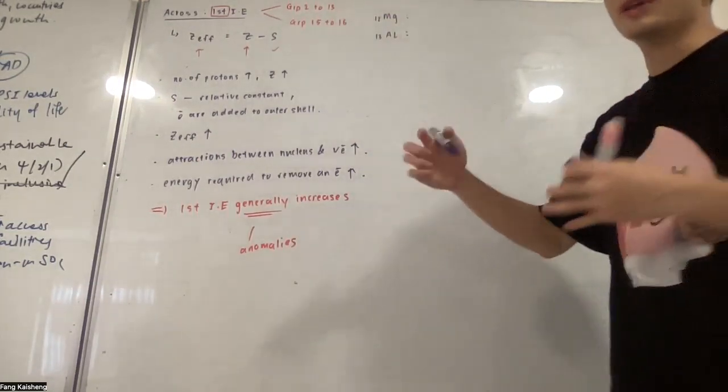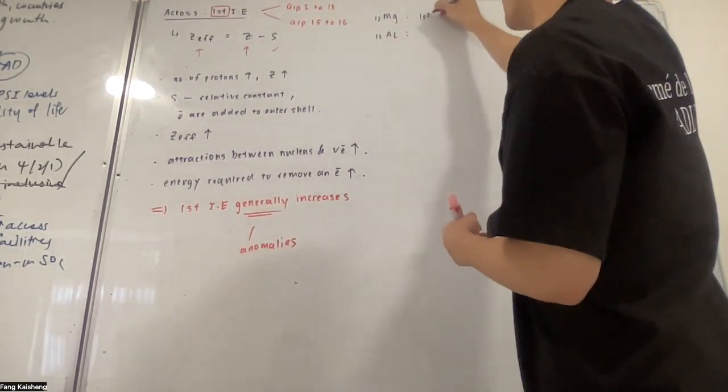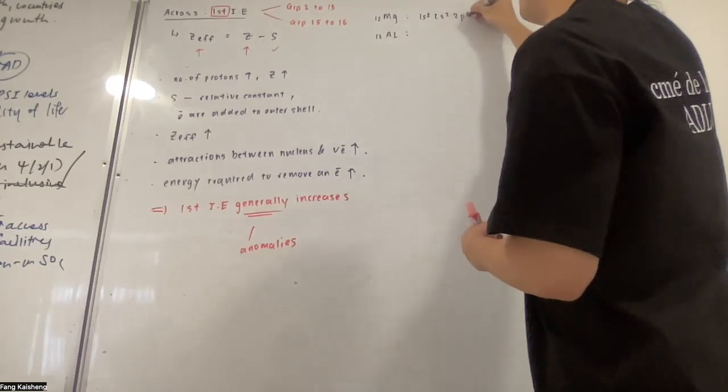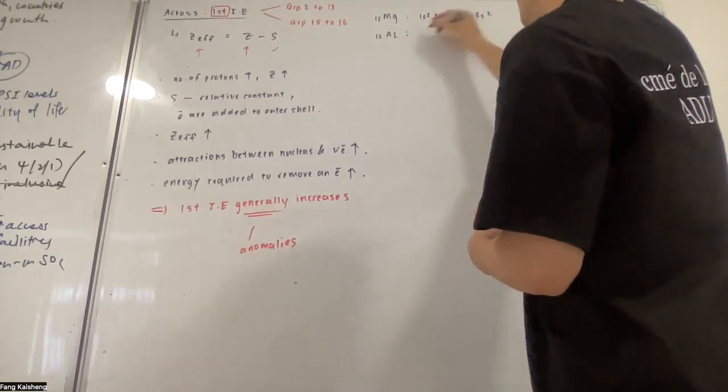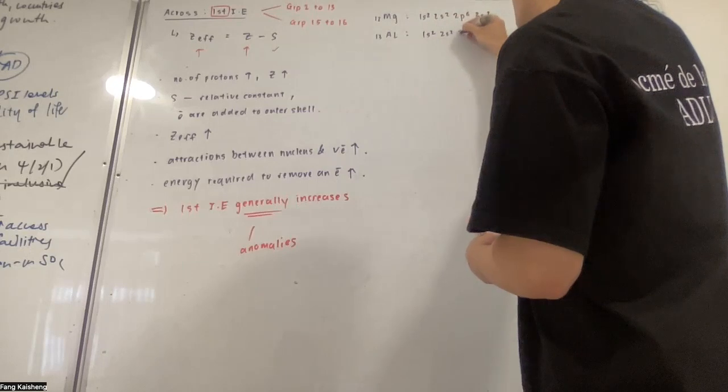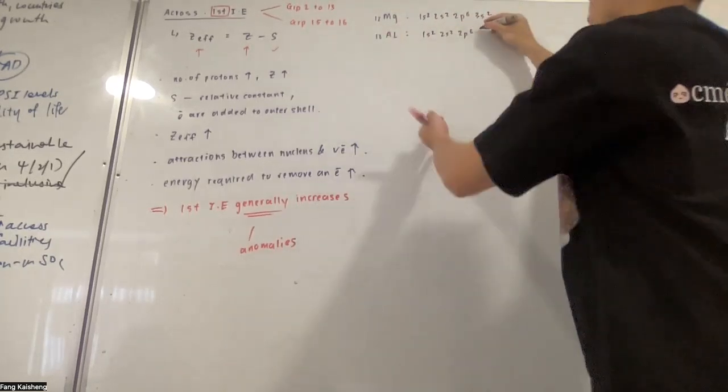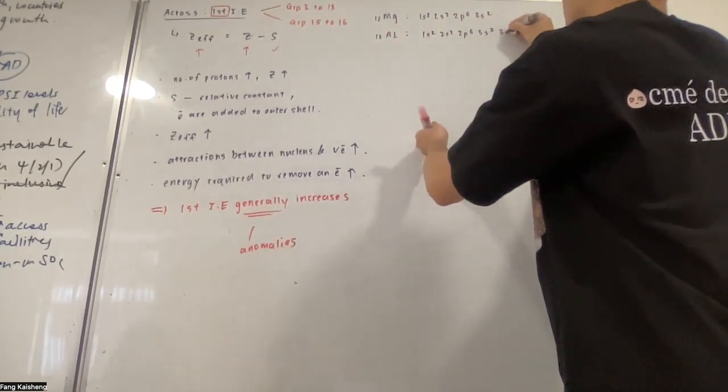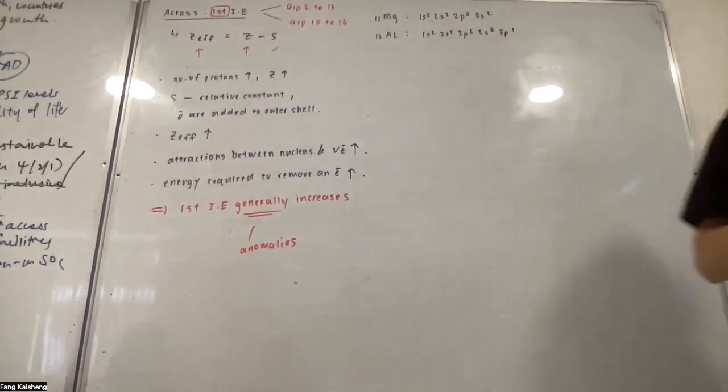Okay, so as we go on and on, you notice sometimes we need to write down the configuration to support our answer. So for example, over here, the first 2 quantum shells, nothing much. But it's only here that it's a bit more important.